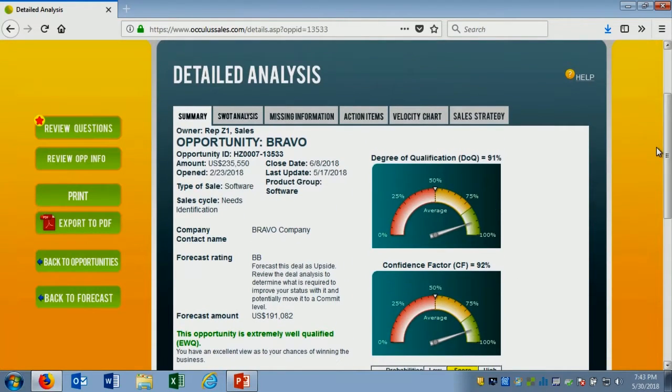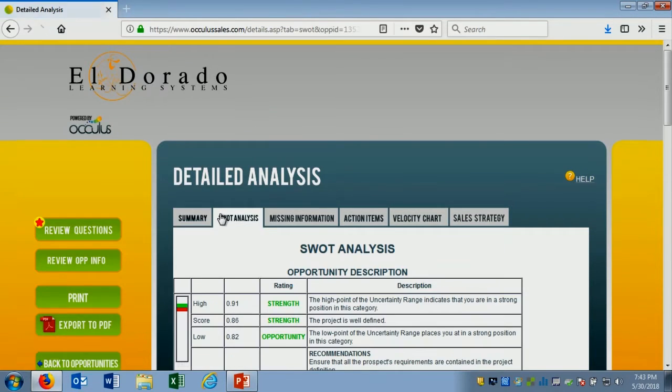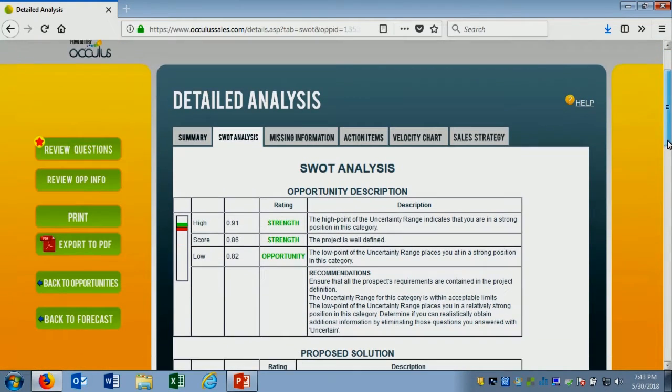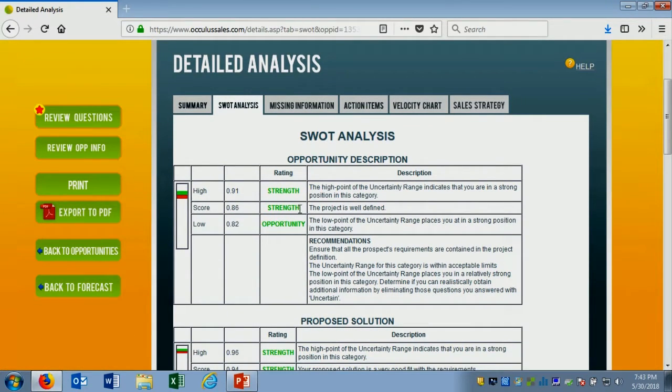So what we're able to do now is look at the summary itself, which gives you an overall picture. You look at the SWOT analysis, and the SWOT analysis for the opportunity description is a strength. As you can see, the project is well defined, and the recommendation which Oculus will give you is to ensure that all the prospect's requirements are contained in the project definition. Uncertainty range for this category is within acceptable limits. The low point of the uncertainty range places you in a relatively strong position in the category. Determine if you can realistically obtain additional information by eliminating those questions you answered uncertain. So that's your playbook. This is what you're going to be looking at.